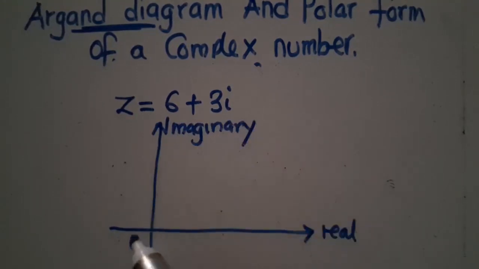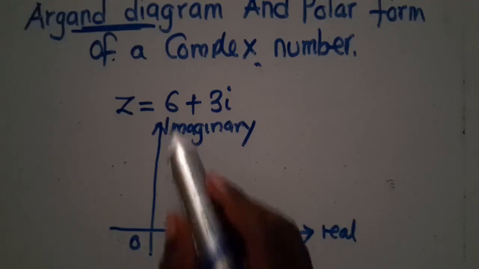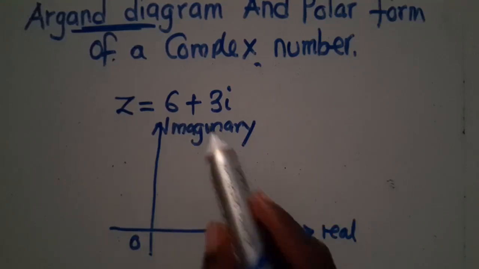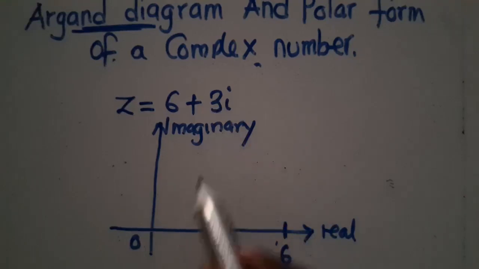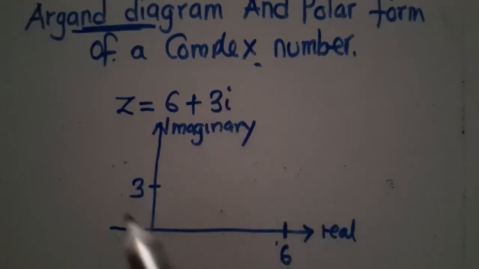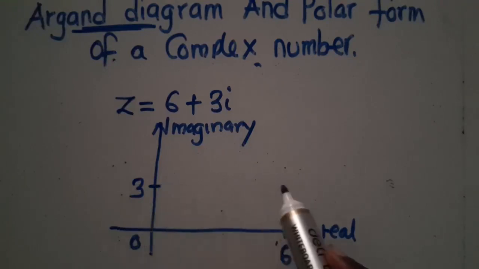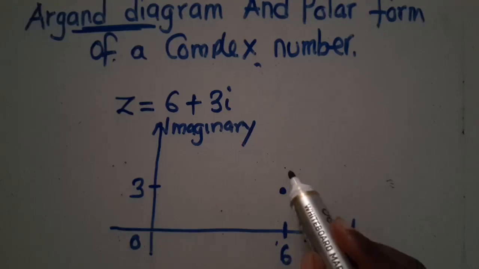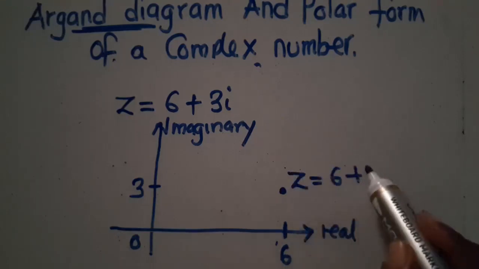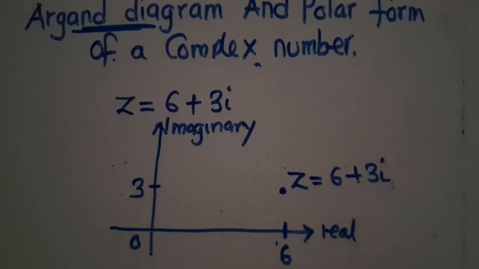So 0 definitely is there. So 6 in the real, I'll put a 6 there. Then in the imaginary part, 3 is somewhere there, so I'm going to put a 3 there. So where this point and that point meet, somewhere there, this is where I've got the point Z, which is equal to 6 plus 3i, like this. I don't know if you've understood this, if you've gotten the point.